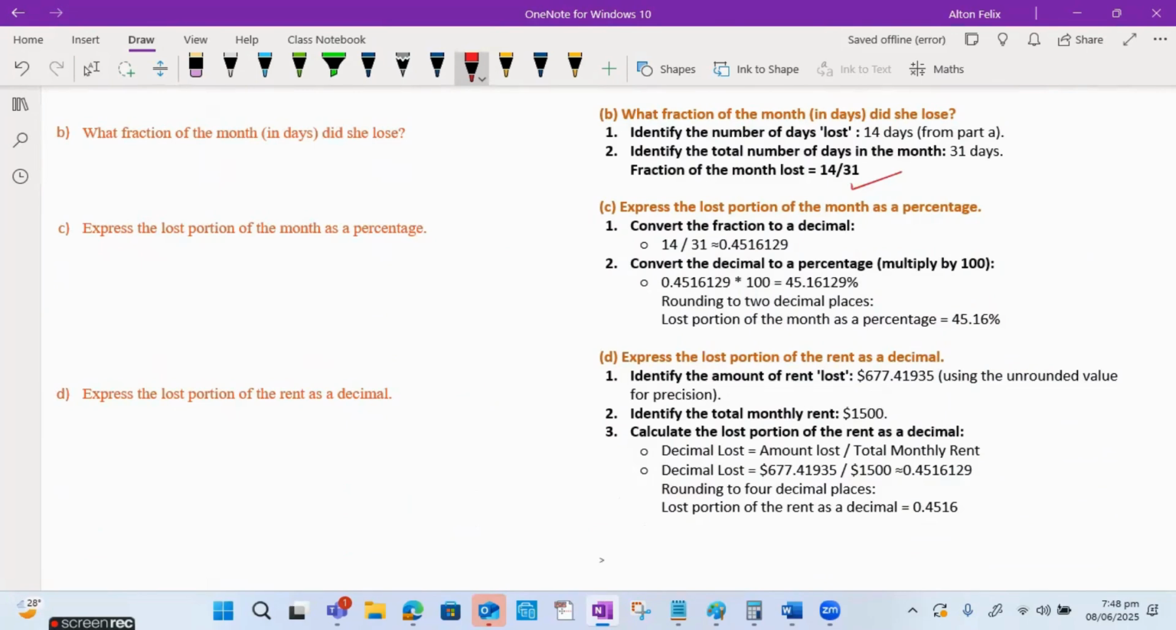Express the lost portion of the month as a percentage. So we are looking at how we actually move from fractions to percentages to decimals. So this is a nice question to test that understanding. Now, do not be afraid to use your calculator.